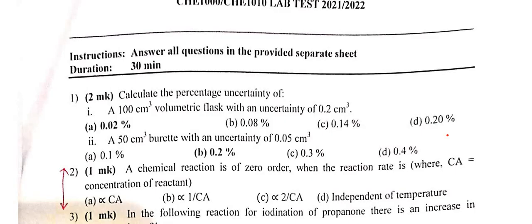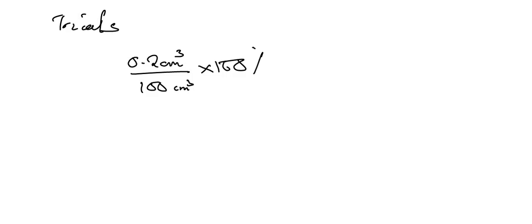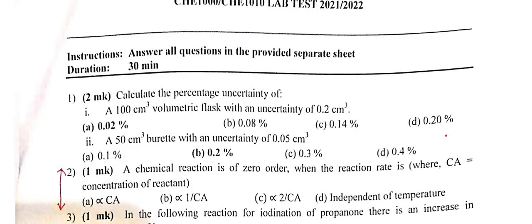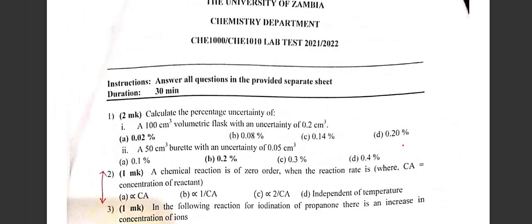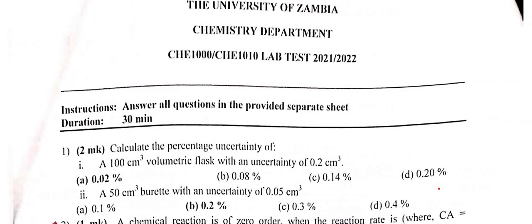So that's how you get your percentage uncertainty. This is just going to give us 0.2 cubic centimeters over 100 cubic centimeters, then multiply this by 100%. We'll have the 100 here cancelling with the 100 there. This should give us 0.2. The correct answer here should have been 0.2%. The answer here was supposed to be D. That's what you have. So you see how they can phrase the questions.